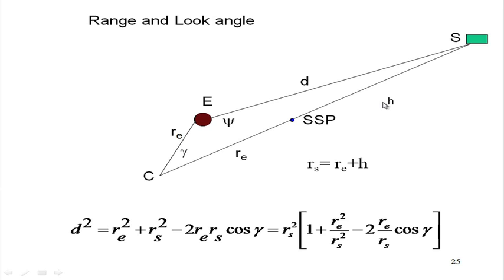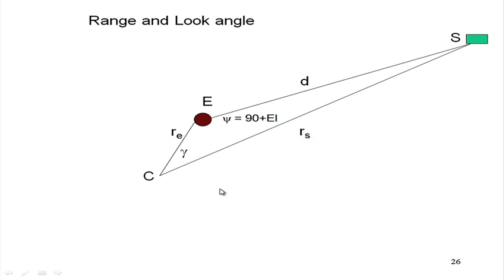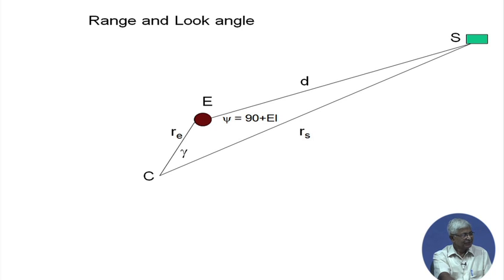From there we can find out the distance from the center of the earth to the satellite, that is r s. So, to find out D, I need r e and r s, and also we need to know the angle gamma, right. Okay. Let us look at it. How do we find out the elevation? One uncertainty still remains: how to find out the gamma.